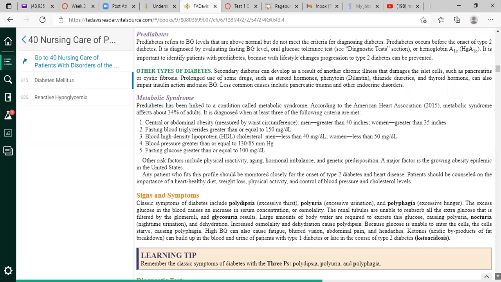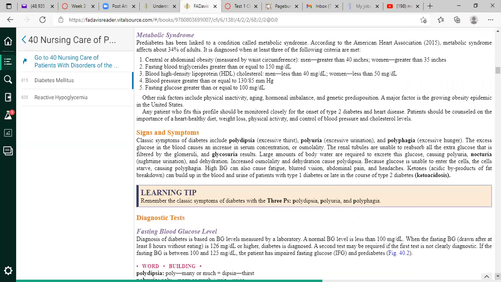And it talks about the classic signs of diabetes. You all want to remember the 3 Ps. The 3 Ps are the classic signs of diabetes because NCLEX will test you all on this. In class, you're going to be tested on it. What are some of the signs and symptoms of diabetes? If you remember the 3 Ps: polydipsia, polyuria, and polyphagia. And poly is a lot. That's what poly means. Poly is a lot.